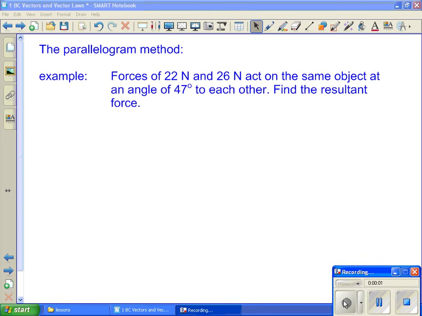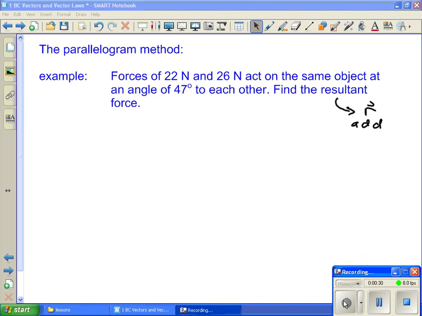So what we're going to look at here is an example of how you can use the parallelogram method to add two vectors together. In the question that we're given, we're told that we have two forces, a force of 22 newtons and a force of 26 newtons, that are acting on the same object at an angle of 47 degrees to each other. We want to find the resultant force. Anytime we're asked for the resultant force, we know we have to add our two vectors together.